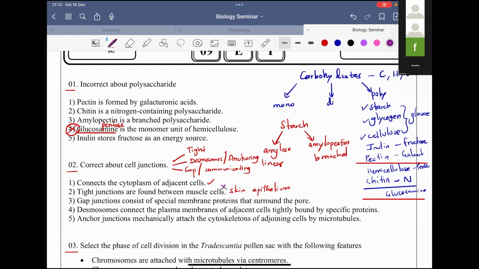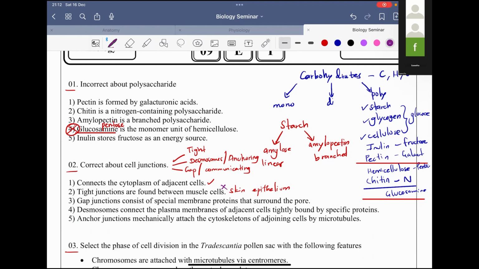Next, let's see. What are tight junctions? They connect the plasma membranes of adjacent cells, and they are tightly bound by a specific protein, which forms a continuous seal around the cells. It prevents the leakage of the extracellular fluid through the intercellular space. So that is the function of the tight junction.